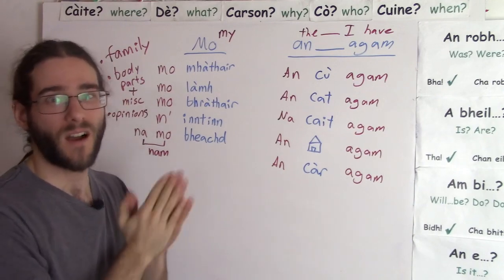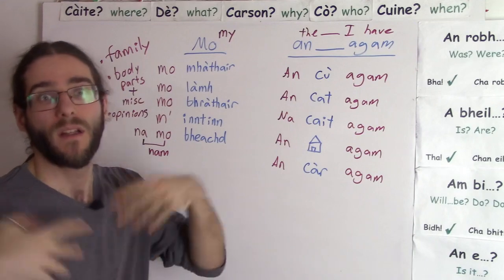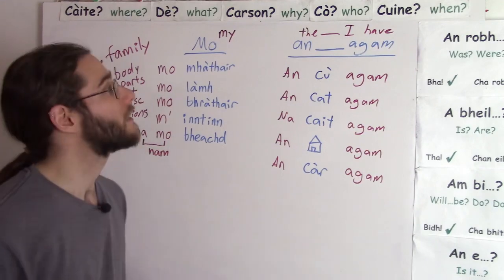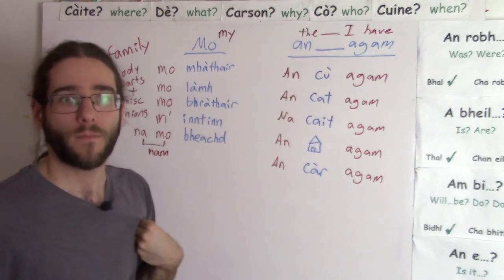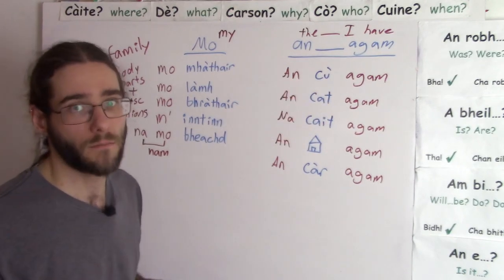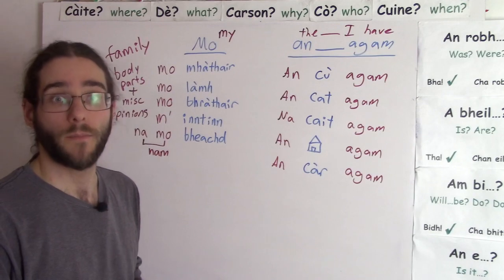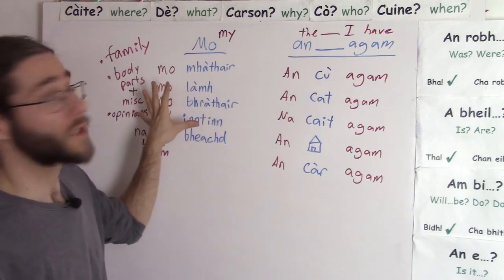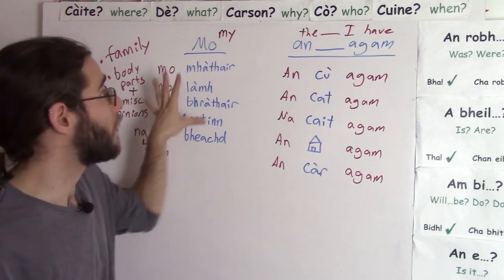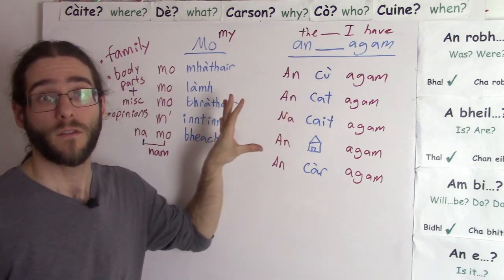An kuakam, the dog that I have, right? An kahtakam, the cat that I have, my cat. So for everything else, you just use the whatever akam. An camera akam, my camera, right? An kar akam. You get the idea. So there's a nuance here. There's subtlety between mo and whatever I have.